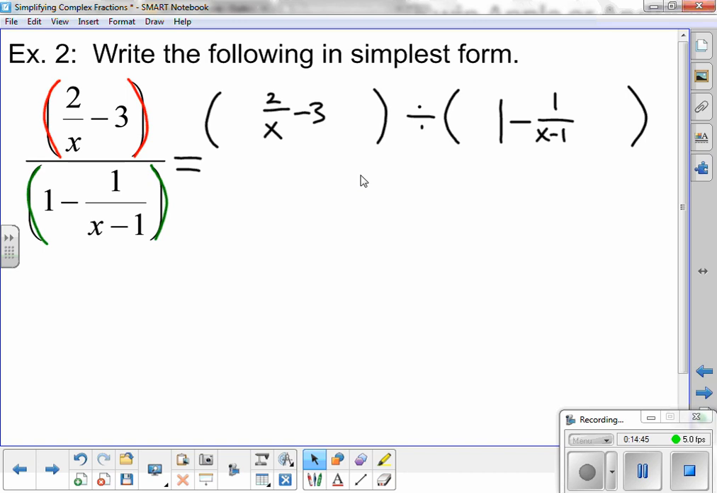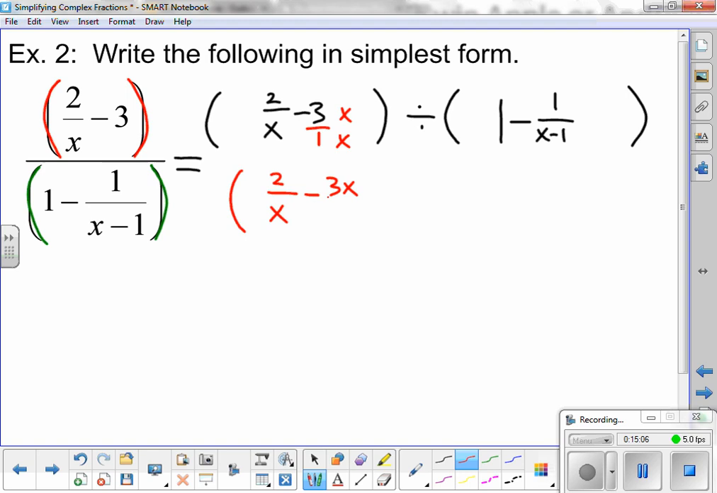The new stuff I'm going to write in red. So I'm going to put this over 1. Now the LCD between the x and the 1 is an x. So I'm going to multiply this bottom part by an x, top part by an x also. So I'll do this side in red also. So this will be 2 over x minus 3 times x is a 3x over x. So as you can see, we got common denominators there.